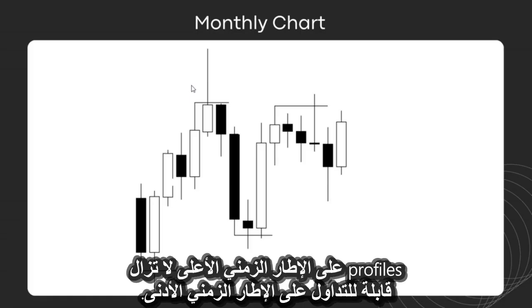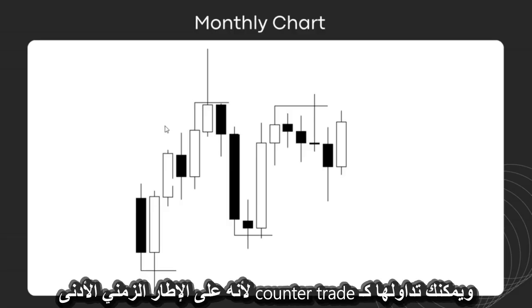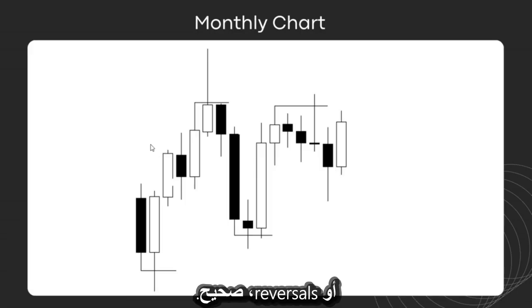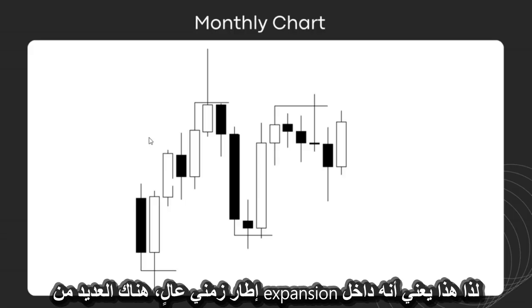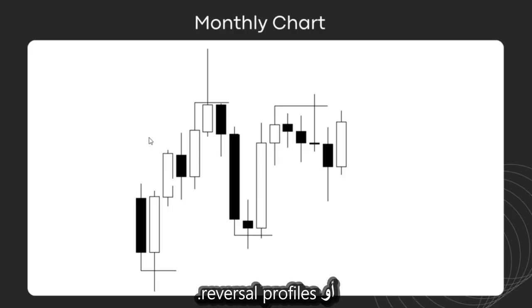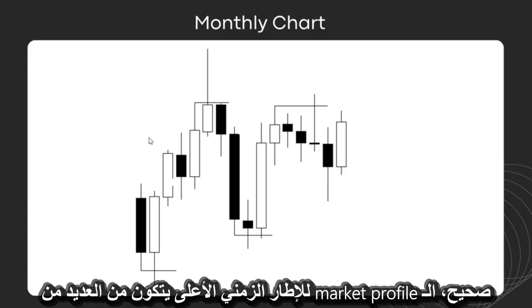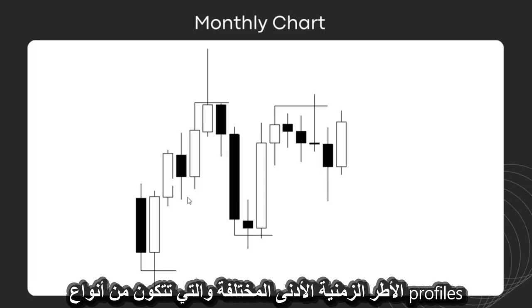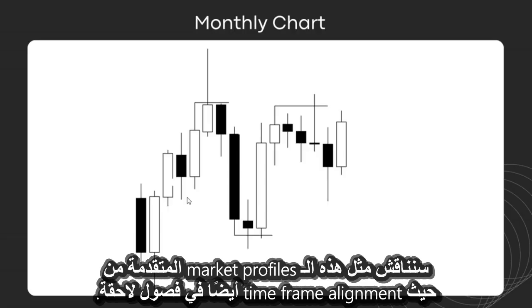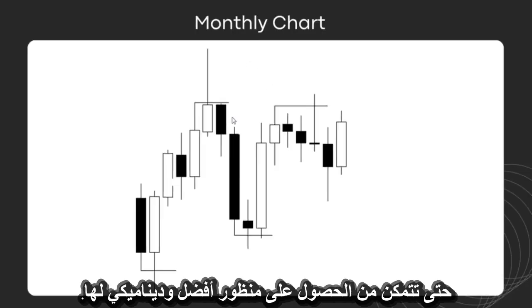Now the retracement profiles on the higher time frame are still tradable on the lower time frame, and you can counter trade them, because on the lower time frame they'll be logically looked at as expansions or reversals, right? So that means inside of a higher time frame expansion there are multiple lower time frame retracement, ranges or reversal profiles, right? The higher time frame market profile is made up of multiple and various lower time frame profiles consisting of various types of it, right? We're going to discuss such advanced market profiles in terms of time frame alignment 2 in a further chapter, so you can have a better and dynamic perspective to it, right?